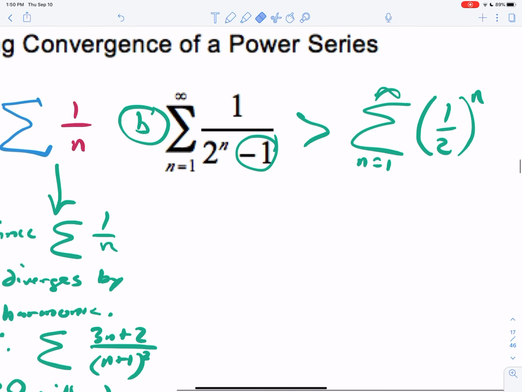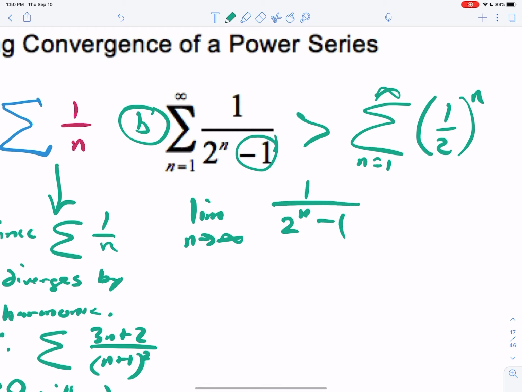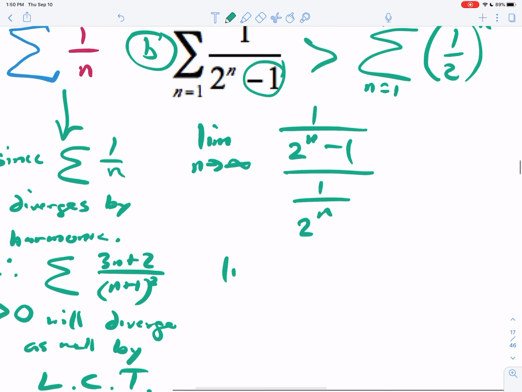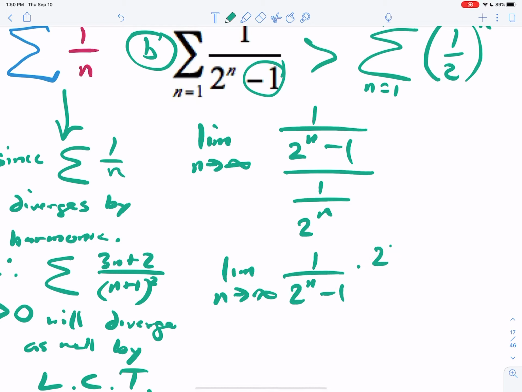Okay, so look, what I'm going to do is I'm going to run the limit comparison test. So I'm going to take the limit as n goes to infinity. It doesn't matter which one goes on top or on the bottom. And I'll go ahead and write it like this for the sake of limits, okay? So if I take the limit here, I'm going to have the limit as n goes to infinity of 1 over 2 to the n minus 1 times 2 to the n over 1.